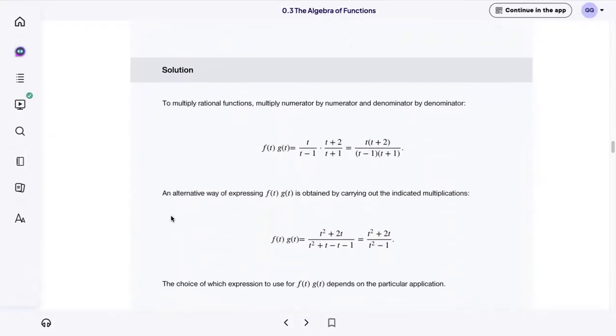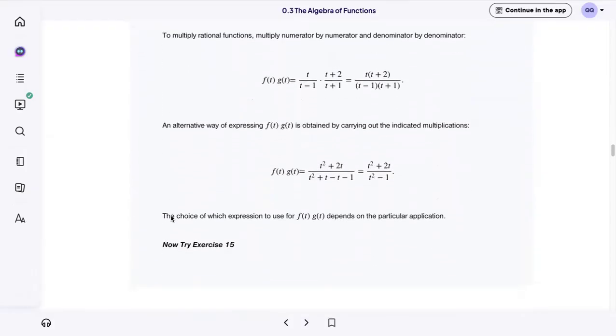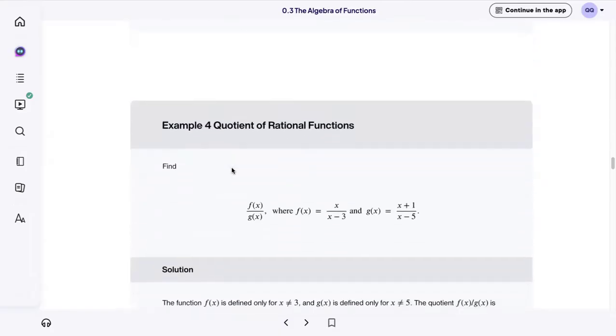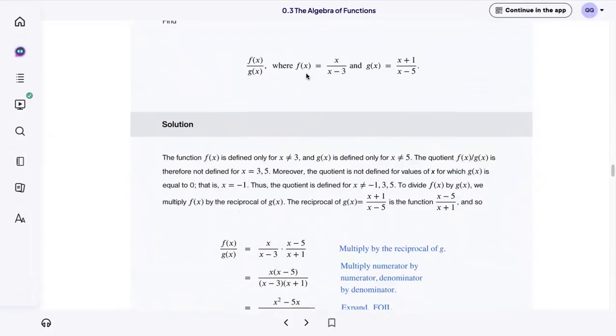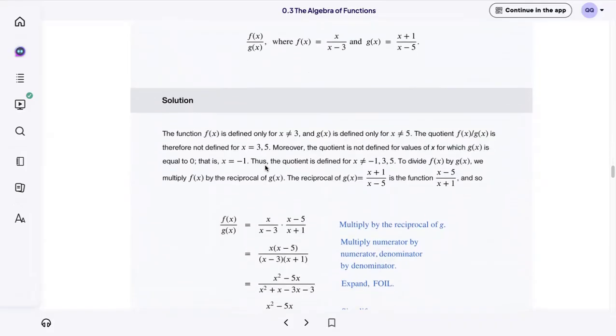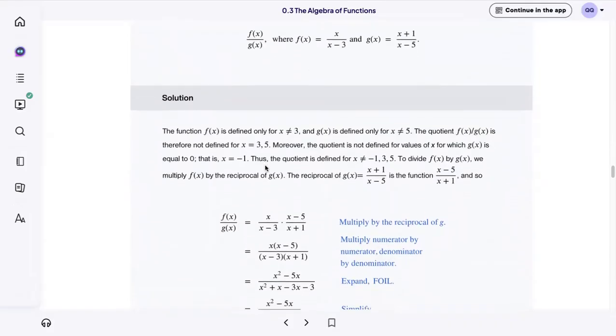We can also multiply two functions. We multiply numerator with numerator, denominator with denominator. If each one is a fraction, we can also divide or multiply. But when we divide, we change the division to multiplication. We flip over the second one, which is the inverse of the second one. Then we multiply.